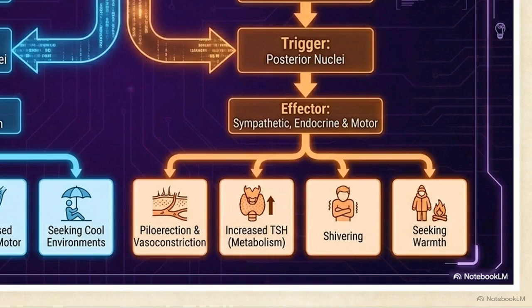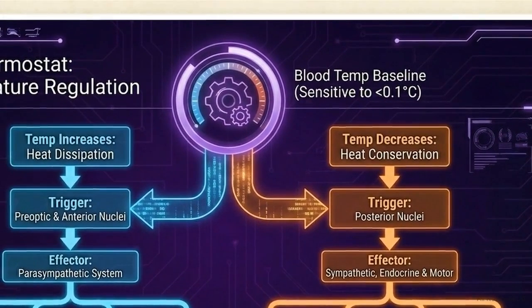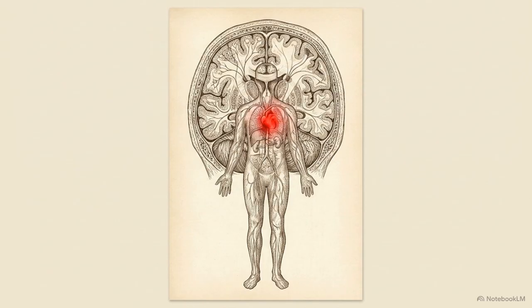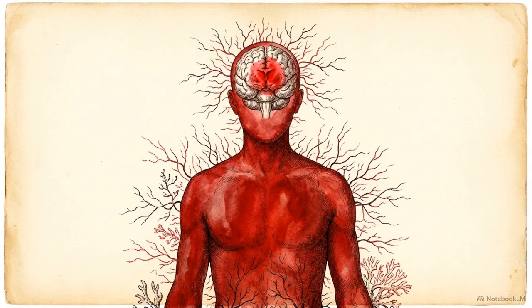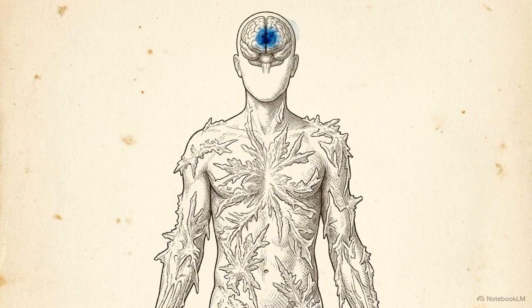Triggering these distinct geographic regions requires extreme precision. The biological thermostat situated here is so tightly calibrated that it reacts to blood temperature deviations of less than 1/10 of a degree Celsius. The clinical reality of this divide is absolute. A localized lesion in the anterior hypothalamus destroys the body's ability to dissipate heat, leading to lethal hyperthermia, while a posterior lesion strictly eliminates the ability to conserve it.